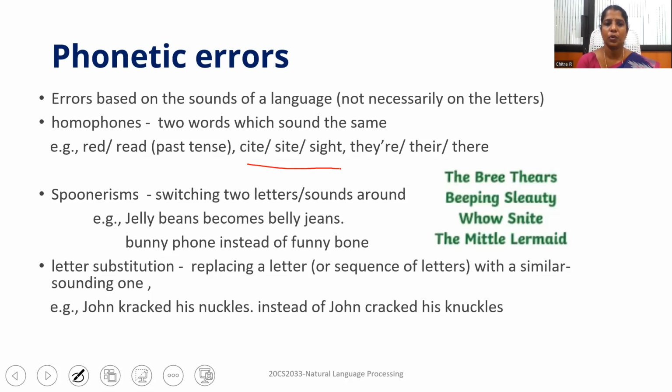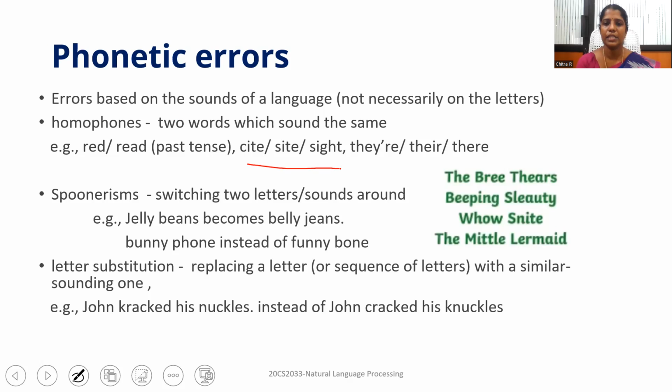And the next one is spoonerism. Spoonerism means when you are trying to say some sentence, you may misplace the letters and create different meanings. For example, consider "jelly beans". When you are saying "jelly beans", instead you may say "belly jeans". That is what is called spoonerism. "Bunny phone" instead of "funny bone". Almost they look the same, but the meaning is entirely different. That kind of error is called spoonerism error.